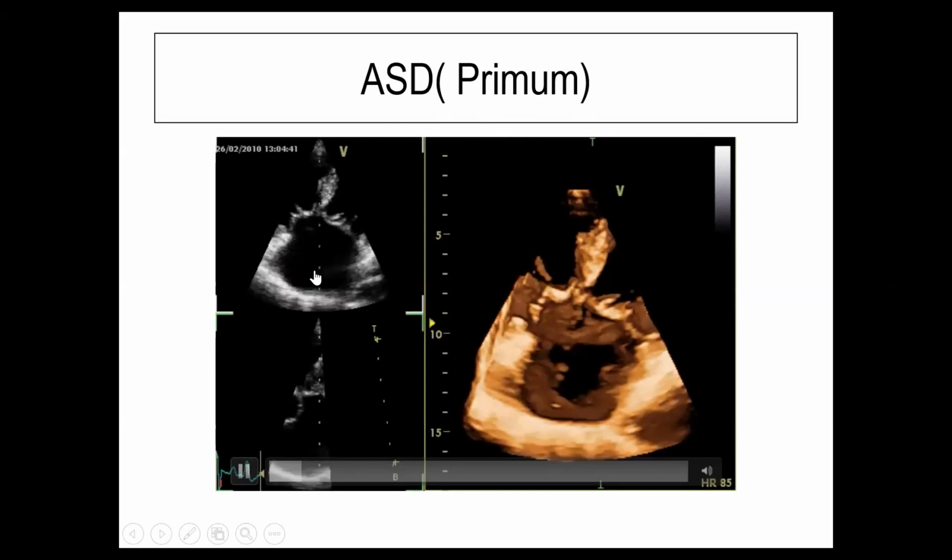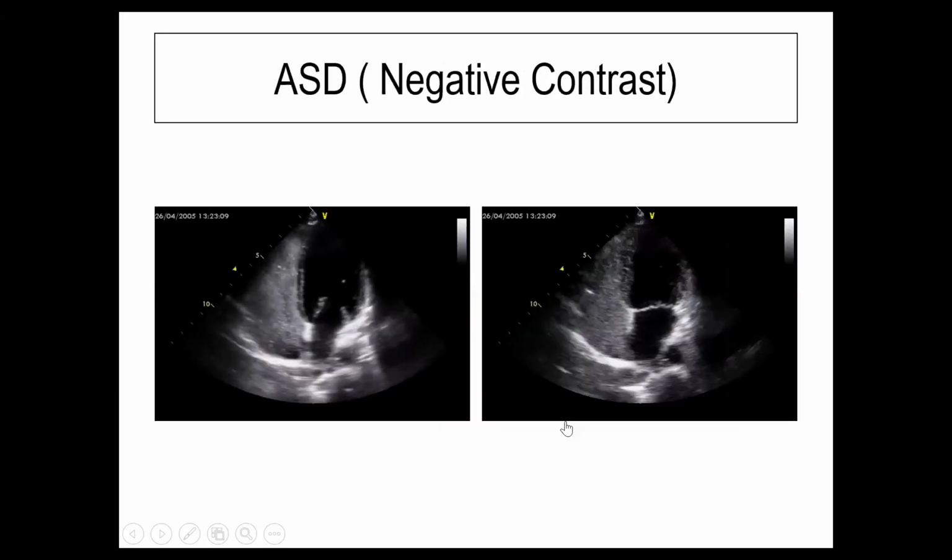In primum ASD, the defect would be present in this part, and will be very small. The tricuspid and mitral valve could be separate, but when this interatrial septal defect is present in this part of the AV canal, the majority of the time it becomes a single common AV canal defect, and the membrane dividing the right and left atrium completely disappears.